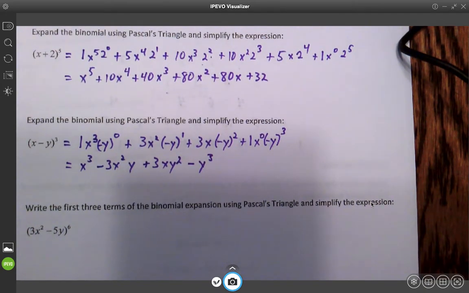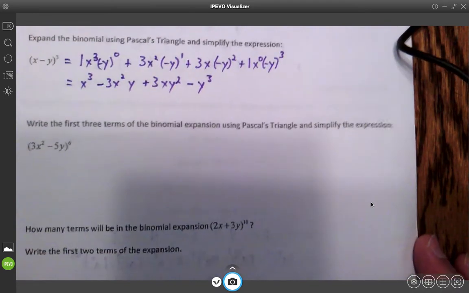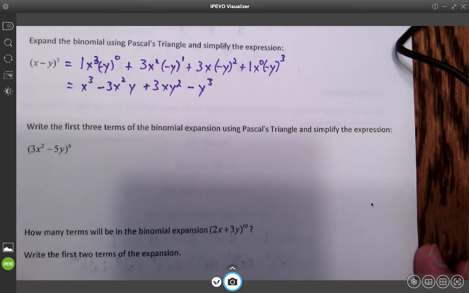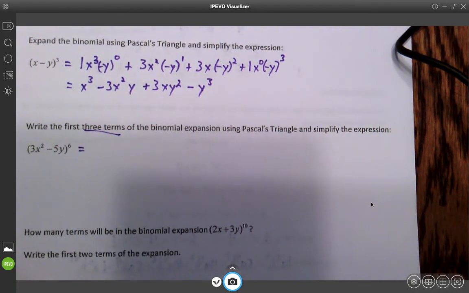I'll let you look at that a little bit. Okay, so how do we do this? First 3 terms. Now it only says the first 3 terms. We can work it all out, but we're not going to. Let's just do the first 3 terms.